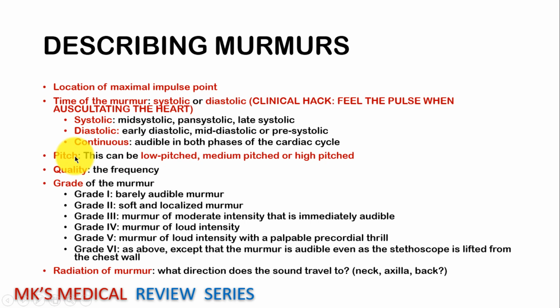And of course, you should also note the pitch, whether it's a low-pitched, medium-pitched, or high-pitched murmur. The frequency of the murmur you will not be able to tell, but you can tell whether it's a sharp or a dull kind of sound. Then, of course, the grading of the murmur, which I already talked about, so I just put it here for emphasis. Then, if the murmur is radiating to a specific structure, whether to the neck, the axilla, or the back. When you are describing murmurs on your cardiac exam, you should include all these things. If you hear a murmur, make sure that you tick all these boxes to be able to score an A+ on your clinical exam.